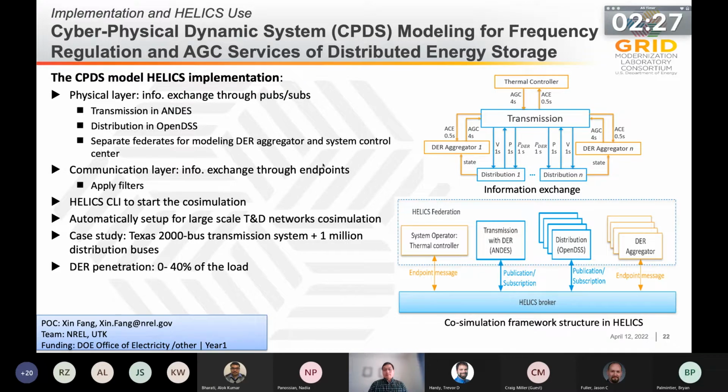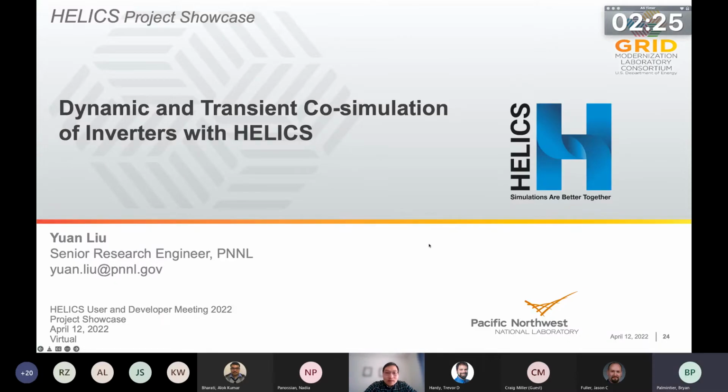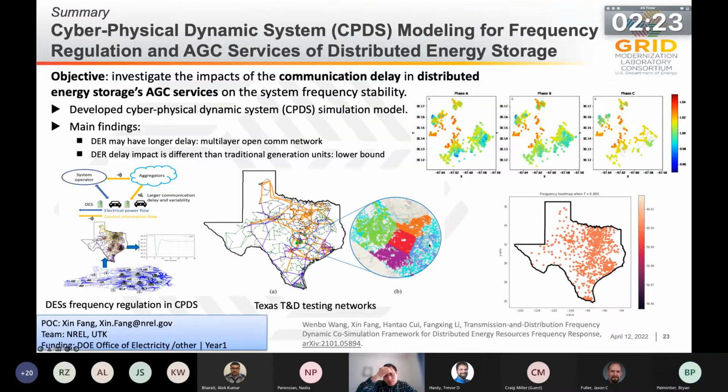Next slide. Yeah, this one. So after we build this co-simulation model, we test it on very large scale transmission and distribution networks. Shown in this figure, we use the Texas T&D networks.